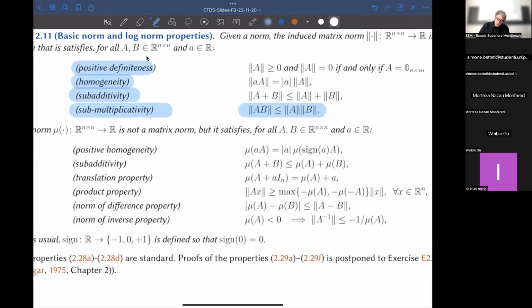And then I put down all of the properties for the induced log norms: positive homogeneity, subadditivity, translation, product, and so forth. So these operations have a lot of interesting properties. You can do manipulations, you can do calculations just using the properties independent of the norm. No matter what the norm is, these properties always hold.